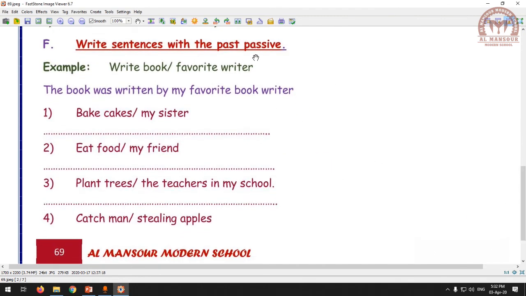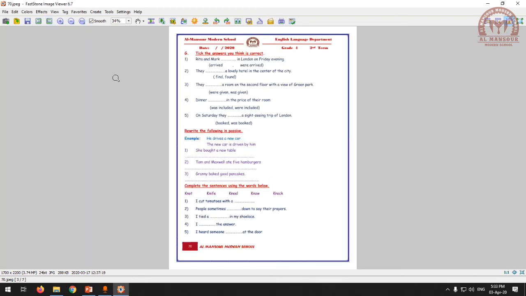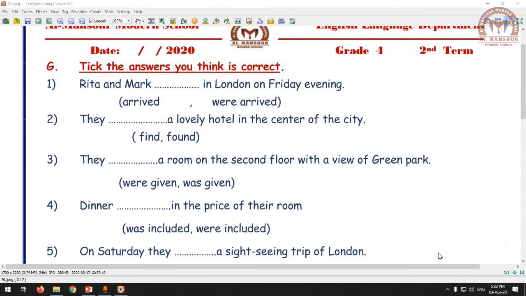Write the sentence with the past passive. Here's an example. Write book, favorite writer. The book was written by my favorite writer. So you're gonna use the words that they give you. Okay. The cakes, or can say cakes. Cakes were baked by my sister. Okay, and so on. You can finish the rest by yourself. Want you to flip the page. Take the answer you think is correct. It's another choose.